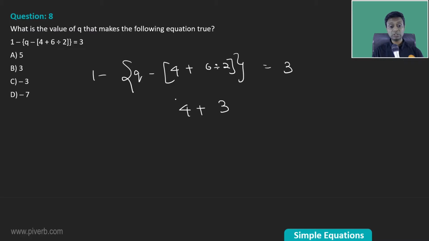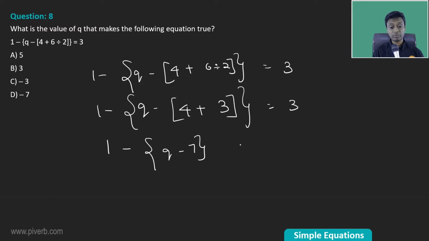We have a 4 plus 3 inside the bracket, q minus this, 1 minus that, equals 3. Now what do we do? This 4 plus 3 is 7. That we can simplify inside the bracket. 1 minus (q minus 7) equals 3.